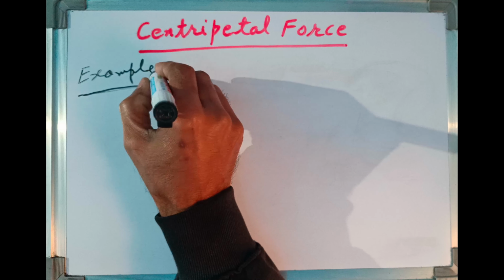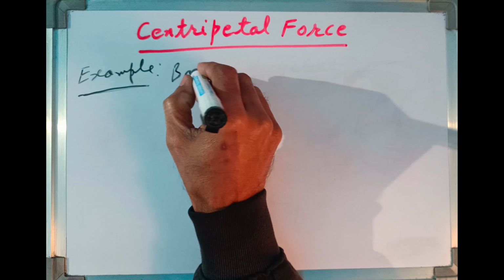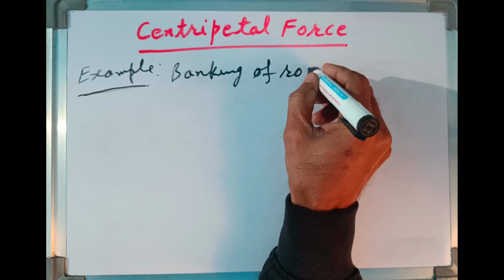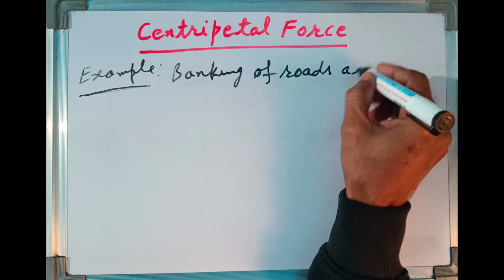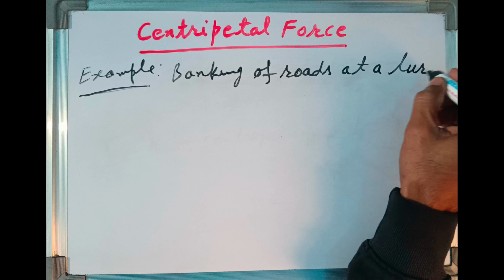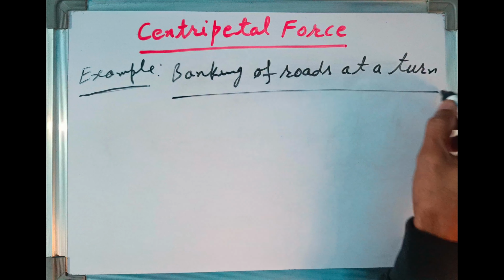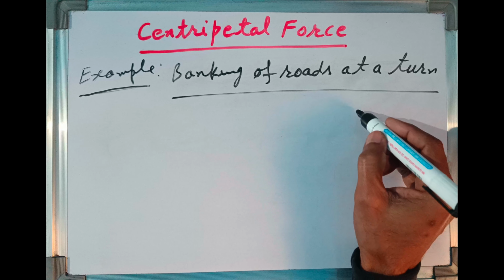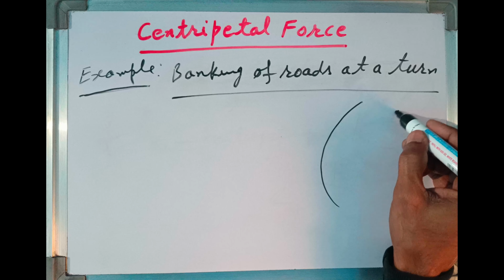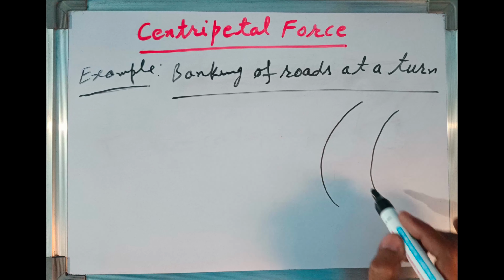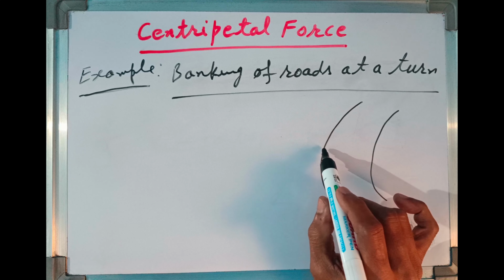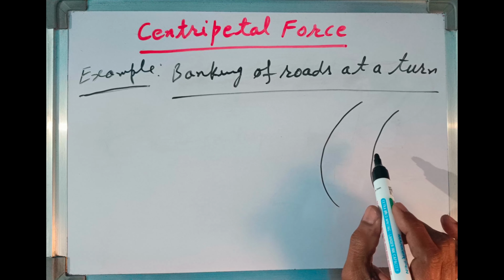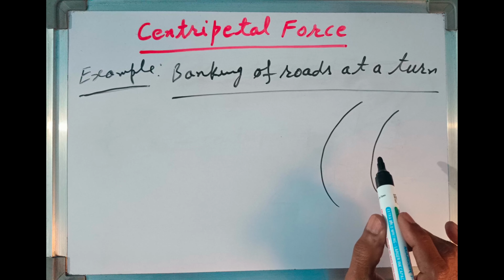Let me take another example of banking of roads. At a turn, why is a road banked? Banking means the outer edge of a road is raised. Suppose this is a road, at the point of turning, its outer edge is raised a little bit in comparison to the inner edge. So this is also an example of providing centripetal force.